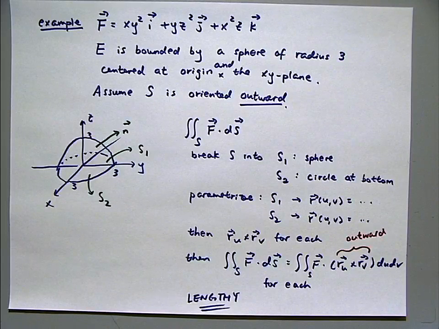Okay, so let's integrate that. We get 0 to 2 pi, 0 to pi over 2, 0 to 3. Divergence of F is x squared plus y squared plus z squared, which is rho squared. And what's dV in spherical? Right, rho squared sine phi d rho d phi d theta.